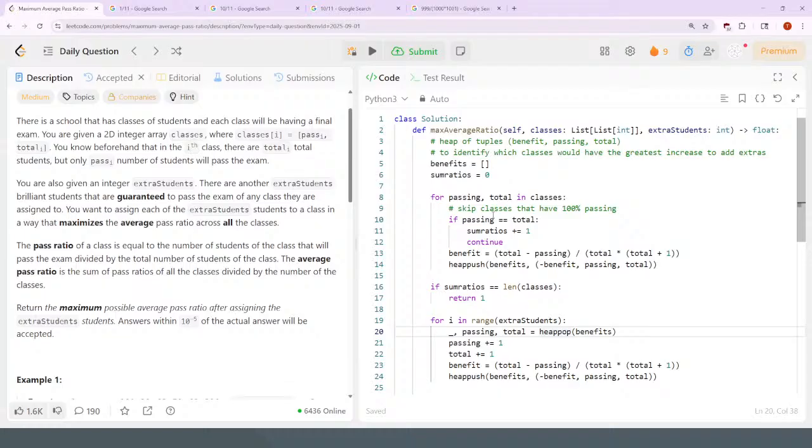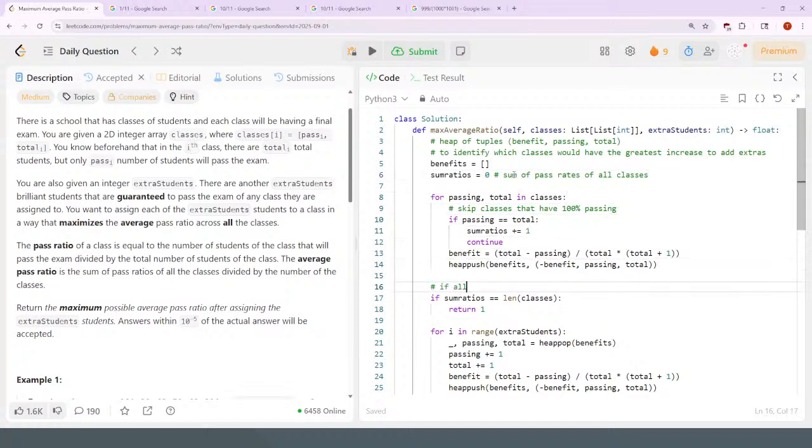Heap of tuples, benefit, passing, total to identify which classes would have the greatest increase to add extras. Sum ratios is the sum of the ratios of the pass rates. Sum of pass rates of classes. If all classes are 100% passing, trivial, they return 1.